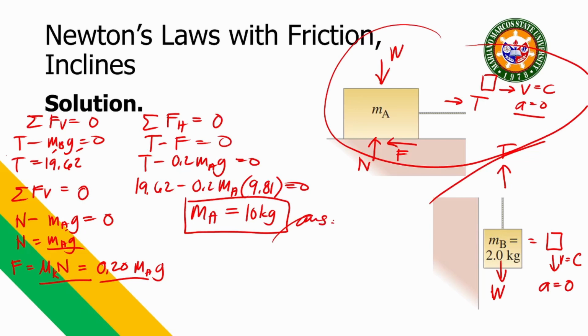So we need m_A to be 10 kilograms so that, once the system has started to move, its movement has a constant velocity. So it needs to start moving first so that its velocity is constant, if the mass A of our system is 10 kilograms.